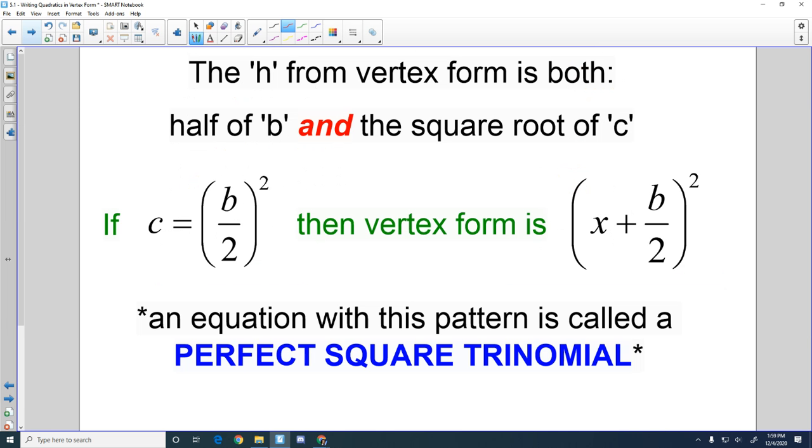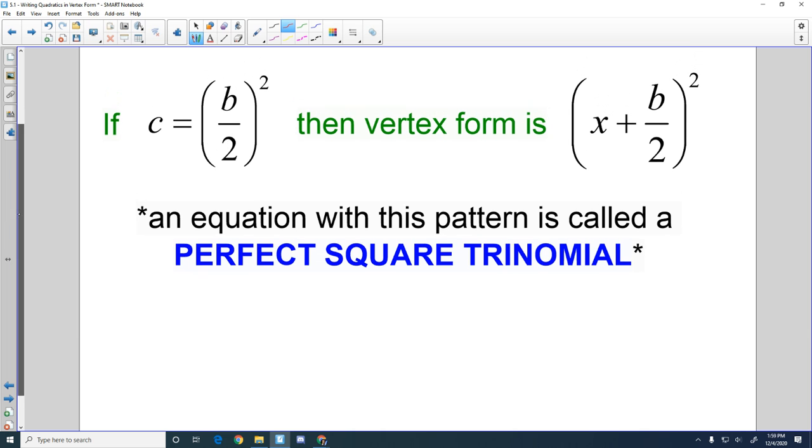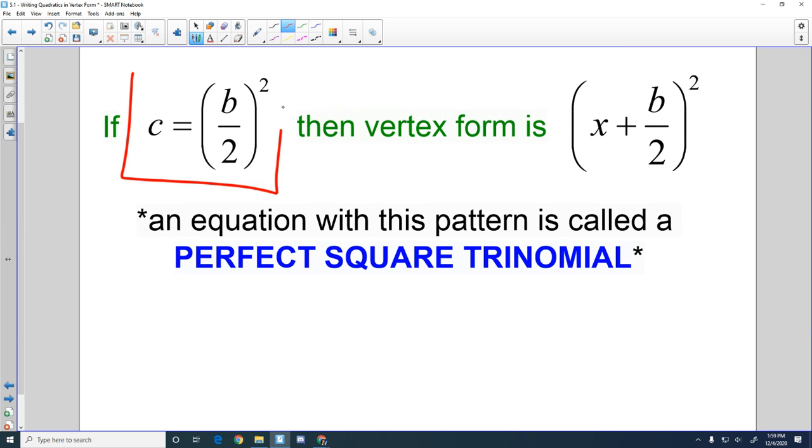All right, so the h from vertex form, basically that was that last number you saw in the parentheses. Remember h and k? It's half of b and the square root of c. All right, so this just looks like hieroglyphics, I'm guessing. Here's what I want you to write down. Just that. This right here is what I call the magic number.